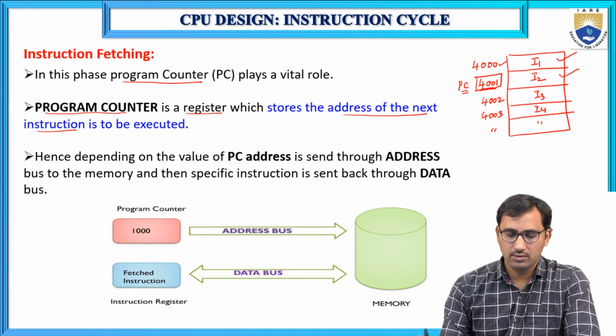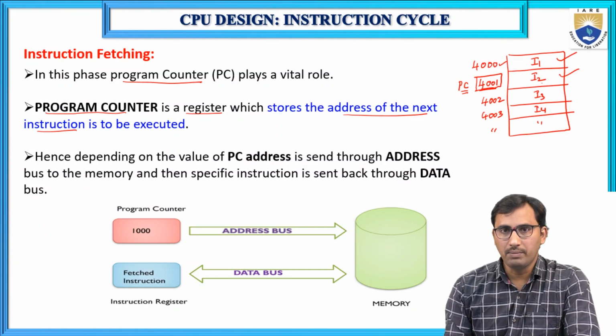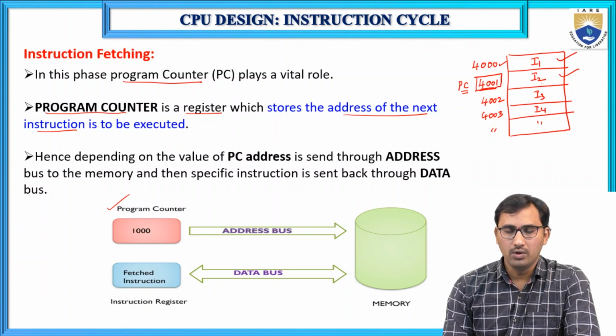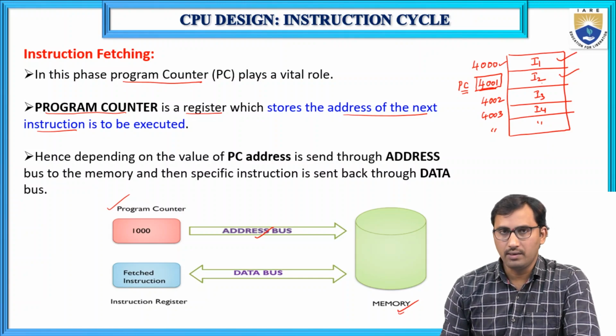That means the program counter stores the address of the next instruction. Depending upon the value of the PC address, it is sent through the address bus to the memory, and then the specific instruction is sent back through the data bus. So this is how the instruction is fetched from the memory. Here the program counter holds 4000, and this address information is sent to the memory through the address bus, because in order to send the address, we use the address bus.